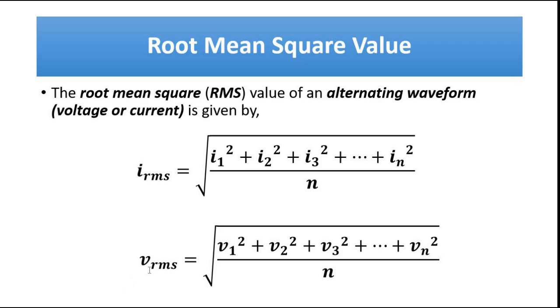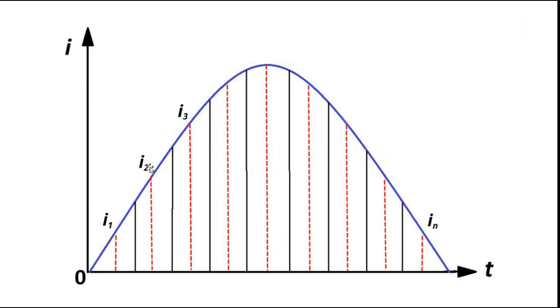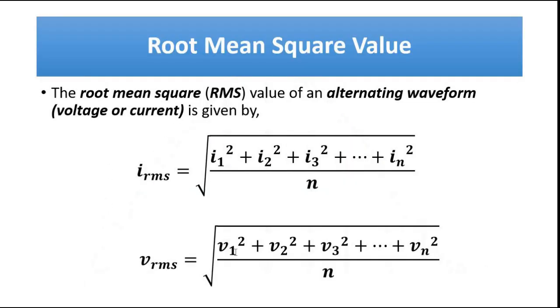Similarly, for voltage, the voltage mid-ordinate values are taken. We take V1 square plus V2 square plus V3 square plus up to VN square, divided by N. So here there is a square root. We have taken the average of the squares, so mean, and we have taken the square, that's why it is the square root mean square value. We have discussed it already previously in different values of AC, where we also discussed peak value and peak to peak value.